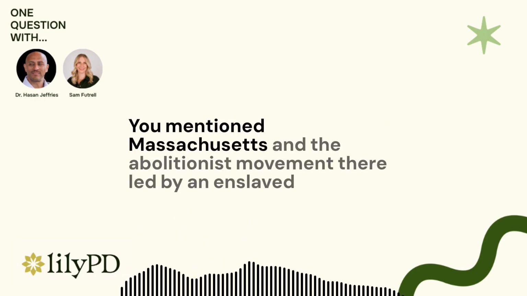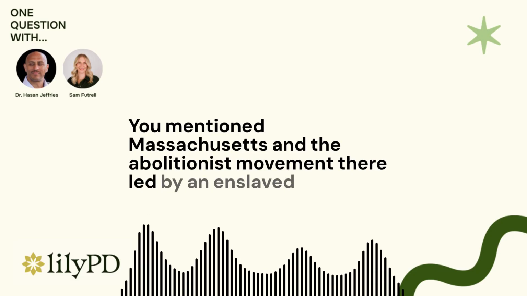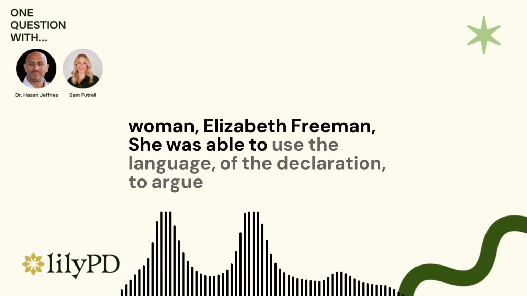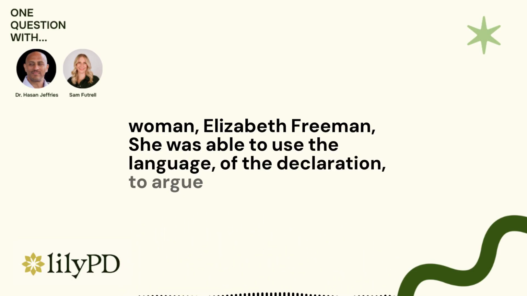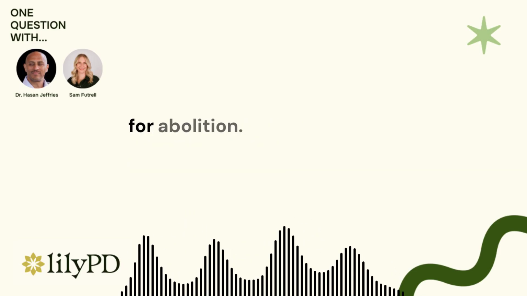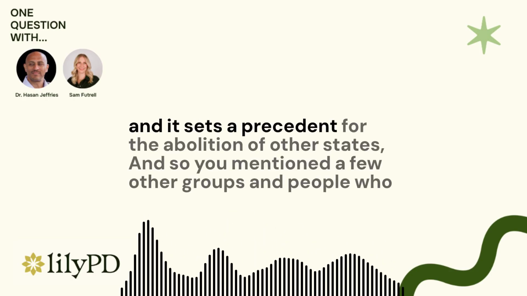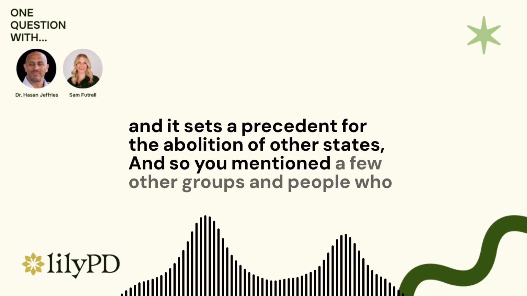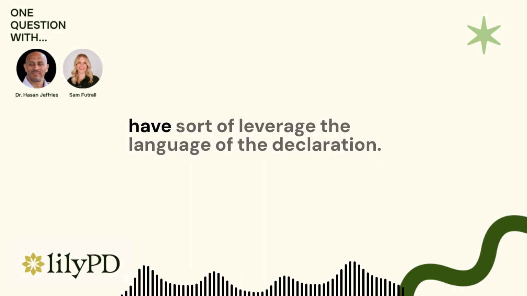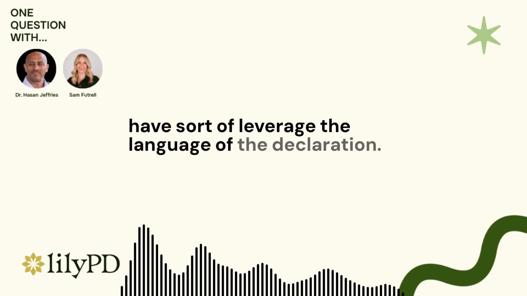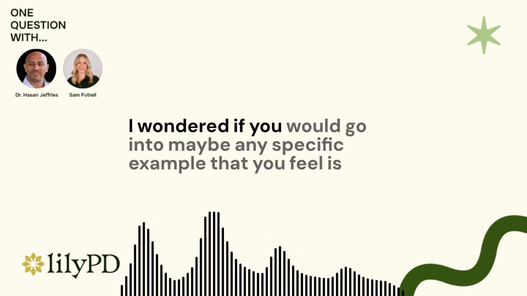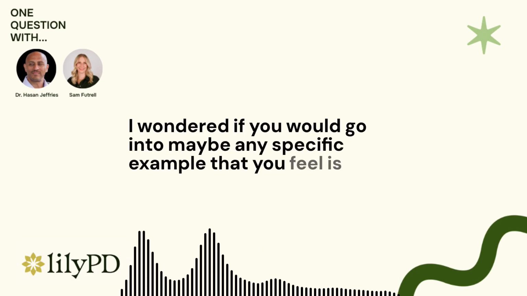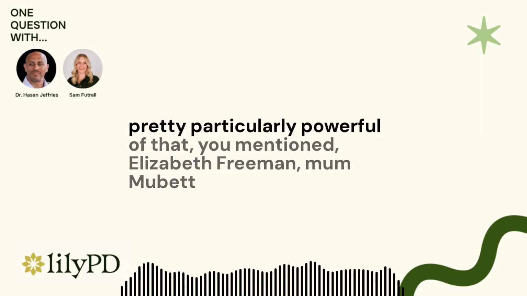You mentioned Massachusetts and the abolitionist movement there, led by an enslaved woman, Elizabeth Freeman. She was able to use the language of the Declaration to argue for abolition. And it sets a precedent for the abolition of other states. And so you mentioned a few other groups and people who have sort of leveraged the language of the Declaration. I wondered if you would go into maybe any specific example that you feel is particularly powerful of that.